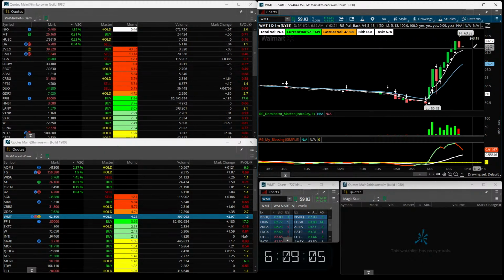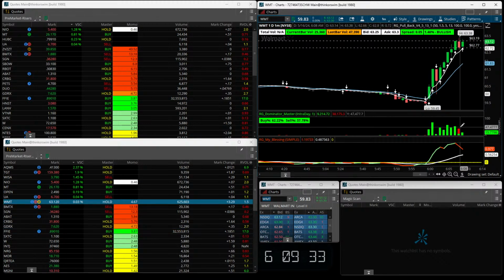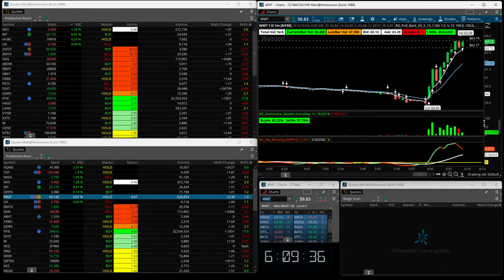Slightly pulling back, this candle did close. I will mark the support level. Let's see if it bounces back up and breaks through that 63.20. Not seeing a whole lot of volume on this stock. I'm watching for dominator bars to come in. We did bounce back up and spiked above that 63.20.